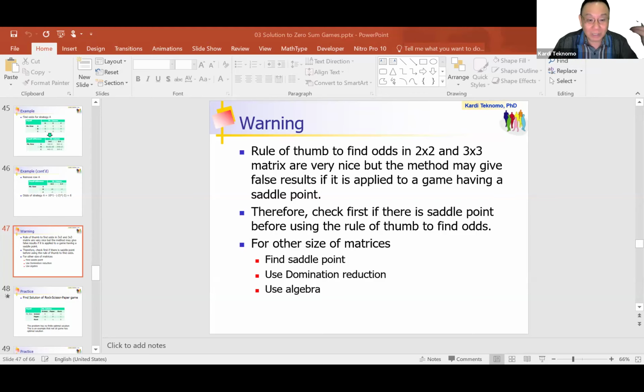And then you check again using domination. Using algebra is complicated, so that's why you can use this rule of thumb. Domination is simple, right? So first you use the saddle point. If you cannot find domination, reduce first. If you cannot find any, then you use this rule of thumb. And if the game matrix is not 2 by 2, not 3 by 3, you cannot use this. You use linear programming.